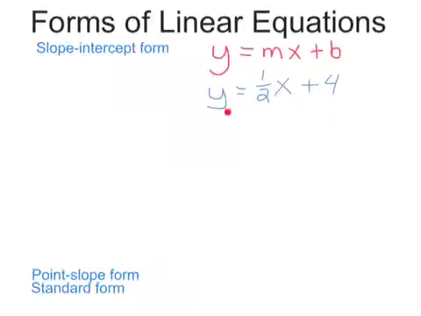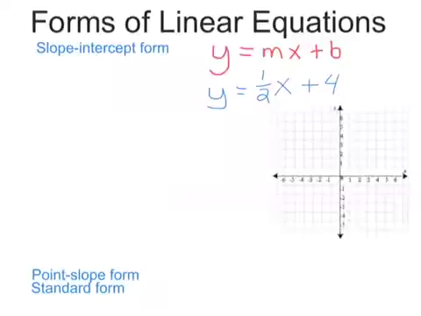Alright, so here's an equation. y is equal to 1/2 x plus 4. In this equation, the 1/2 is your slope, and your y-intercept is at positive 4. And if we look at this equation in the coordinate plane, we start with our y-intercept of positive 4. So here's our positive 4 on the y-axis. And then we can use our slope of 1/2 to go up 1 over 2 and put another point. Up 1 over 2. We could also go down 1, left 2. And we would get this line right here.